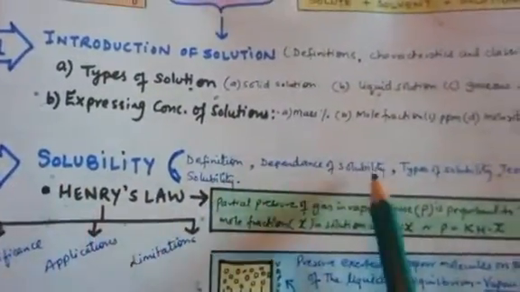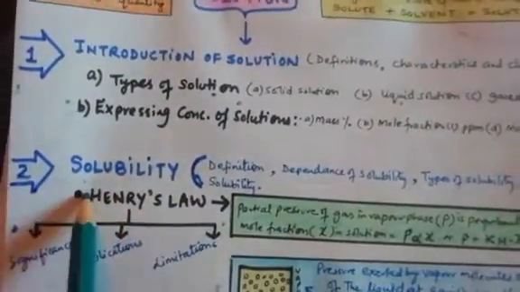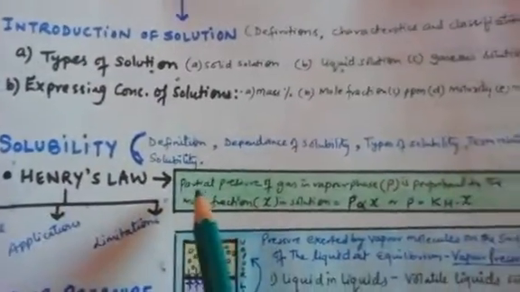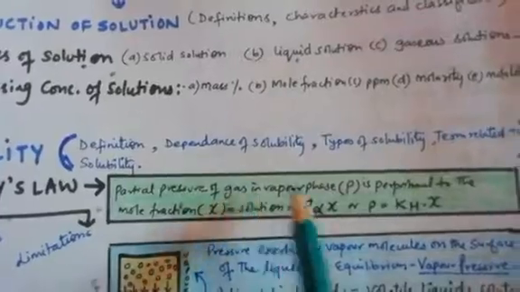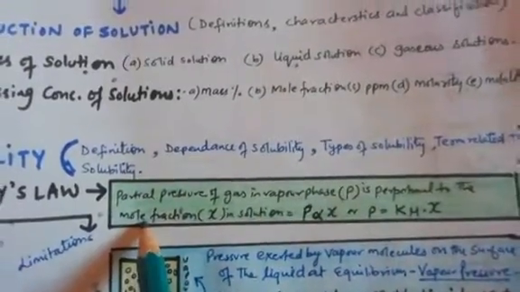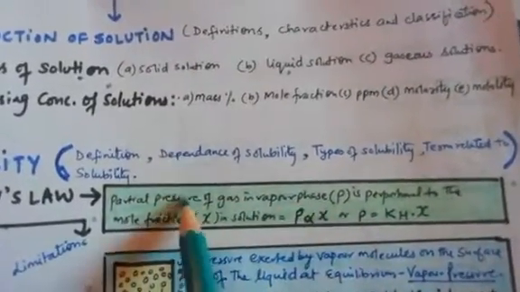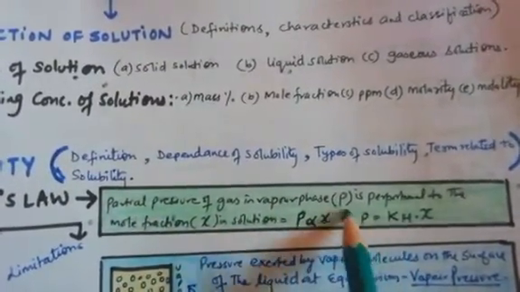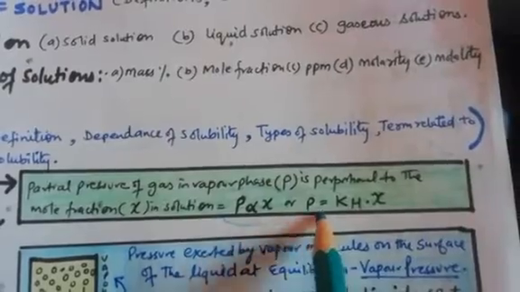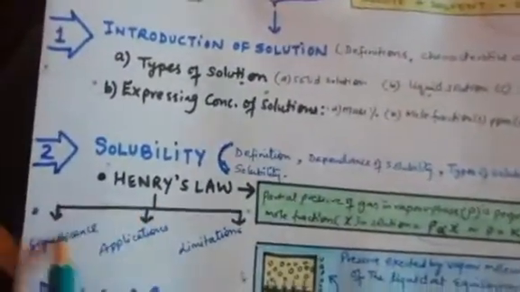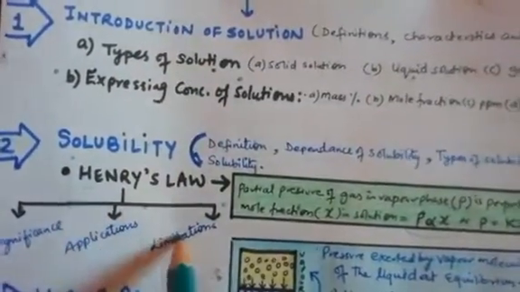And in liquid especially we are discussing Henry's law, which is very important, in which we discussed the partial pressure of gas. Partial pressure of gas in vapor phase is proportional to the mole fraction. It means that Henry's law told us about the relationship between vapor pressure or the partial pressure with the mole fraction, in which partial pressure is denoted with P, mole fraction is denoted with X. So the relation is P is directly proportional to X, and P is equal to KH into X, and KH is Henry's constant. Under Henry's law, we discussed the significance of Henry's law, application of Henry's law, and limitations of Henry's law also.